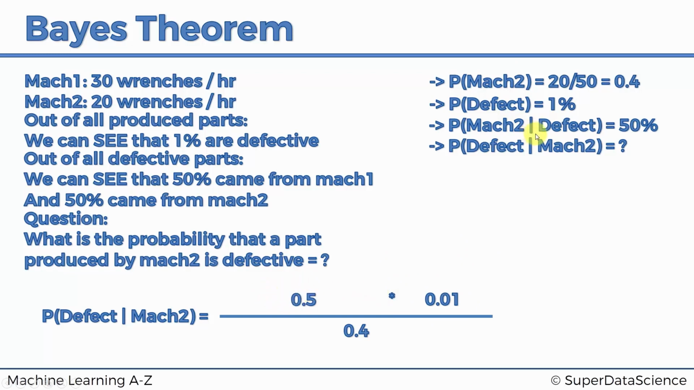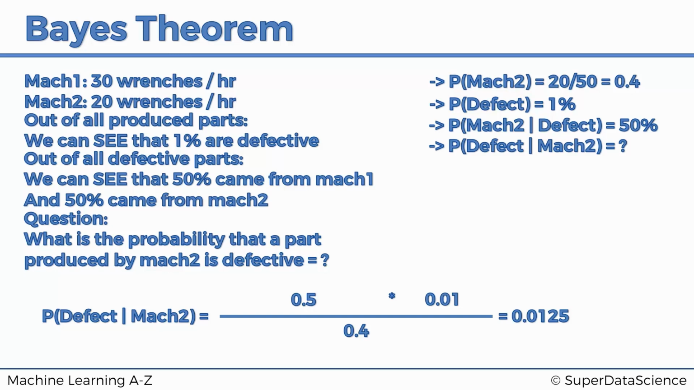Multiplied by the probability of a part coming from machine 2, given that we're only looking at defective parts, or given that the part is known to be defective, it's 50%, so there it is. And we're dividing that by the probability of the part coming from machine 2 overall, and that is 40%. So if we plug that in, we get 0.0125, so 1.25%.